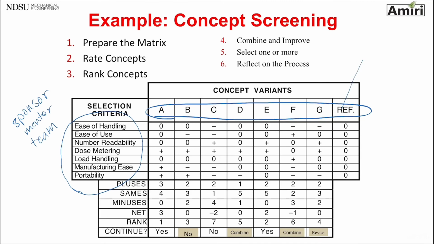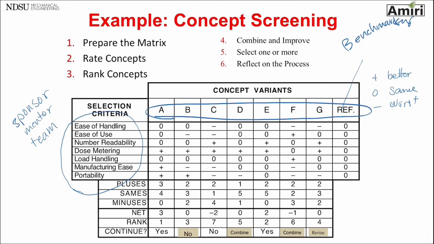So remember, you need a reference at this stage. This could be from your benchmarking stage. This could be a similar function product. It could be any reference product that you compare everything to. And you only have pluses if it's just better than your reference, 0 if it's same as your reference, and you have minuses if it is worse than your reference.